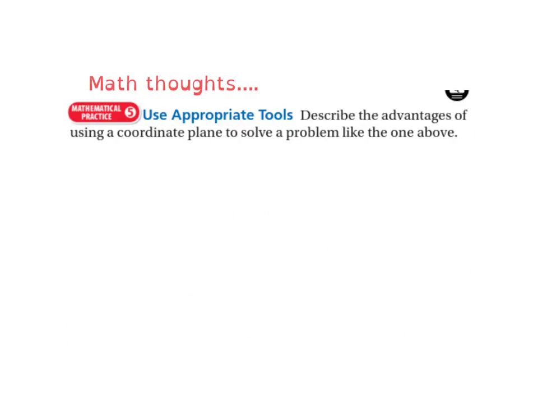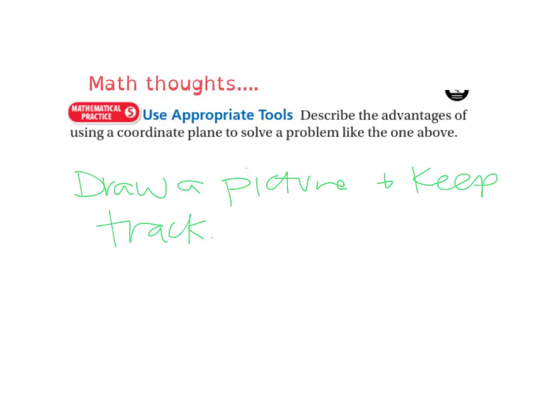All right, I want you to tell me, when you're solving a problem like that, will you describe the advantage or what's good about using a coordinate plane to solve a problem like that one we just did? Why would you want to use a coordinate plane? So when I think about this, I think it's really important to use a coordinate plane so you can draw a picture and keep track. Because if not, it's really hard to keep track of who's going where. You could maybe do it in your head, but it really just helps to draw it out.